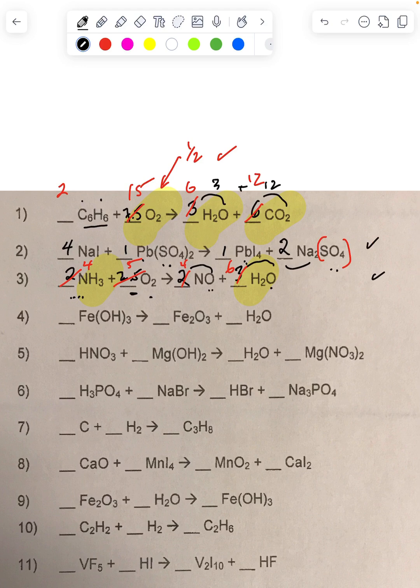Iron oxide, iron hydroxide and iron oxide and water. This would be a decomposition. I'm sorry, I didn't say anything about this one. This would actually be a double switch. Yep, double switch. This would also be a double.